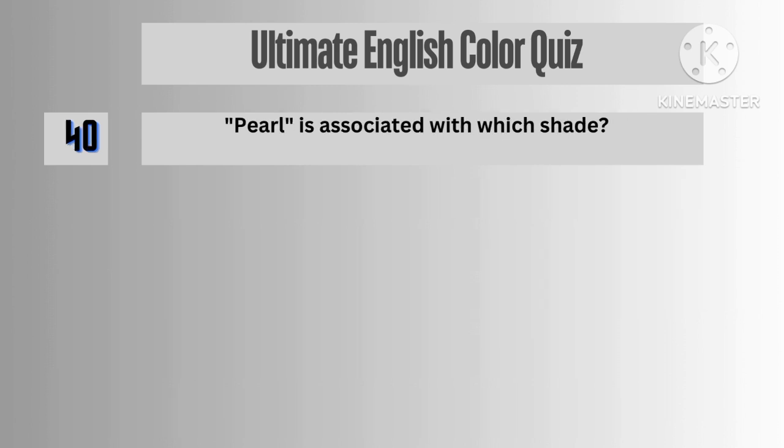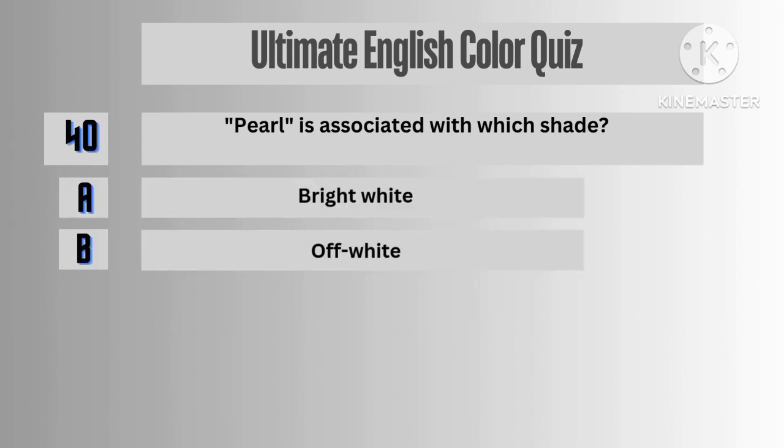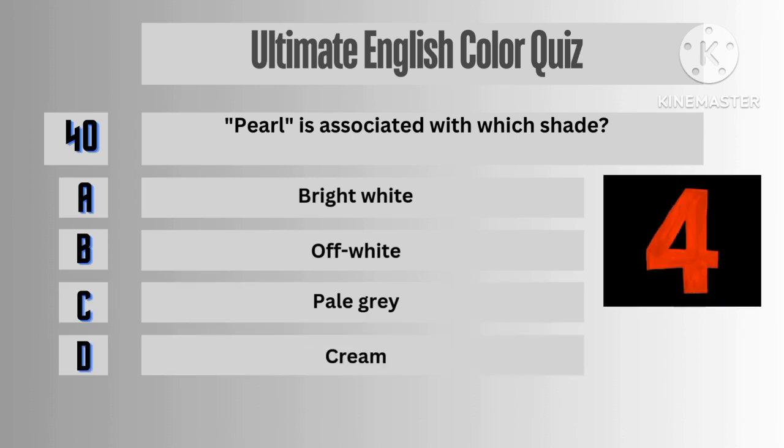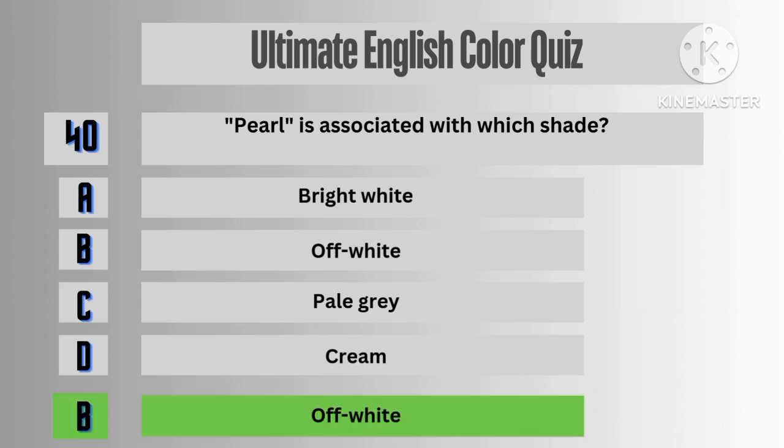Question number 40. Pearl is associated with which shade? Option A, bright white. Option B, off-white. Option C, pale gray. Option D, cream. 5, 4, 3, 2, 1. Correct answer is B, off-white.